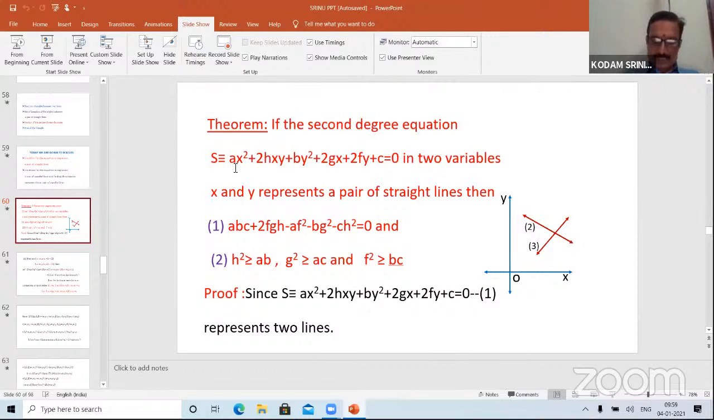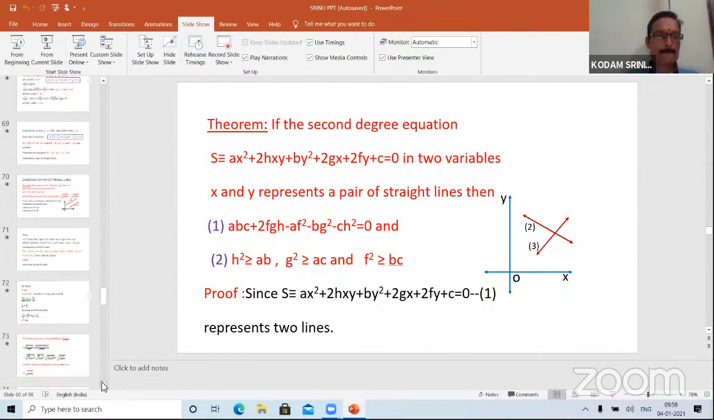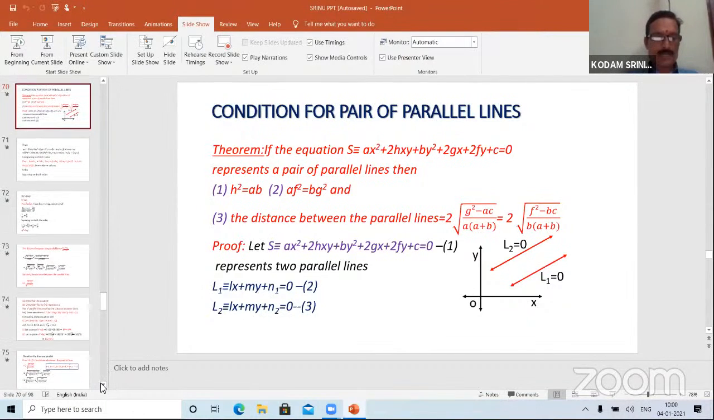Again, for the given equation to represent a pair of parallel lines, what is the condition there? Just see here. We have discussed that if the equation ax square plus 2hxy plus by square plus 2gx plus 2fy plus c equal to 0 represents a pair of parallel lines, we have to check the conditions h square equal to ab, and the distance between the parallel lines equals 2 into root of g square minus ac by a into a plus b, that equals 2 into root of f square minus bc by b into a plus b. By using these two formulae, now we have to solve the problems.